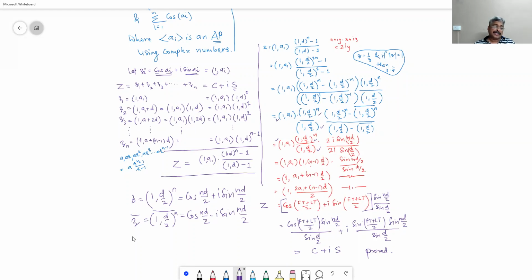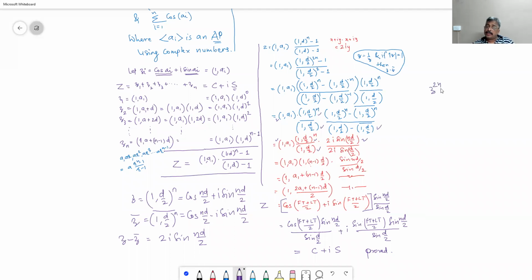Okay, so now if I subtract z minus z bar, then this cos gets cancelled and you get 2I sin nd by 2. That is what I have written in the numerator. Similar thing in the denominator. And then 2I gets cancelled and you end up getting only sin nd by 2 upon sin d by 2. Okay. Okay, sir. Thank you. First, second, third. Okay. Now the third step in blue is like this.